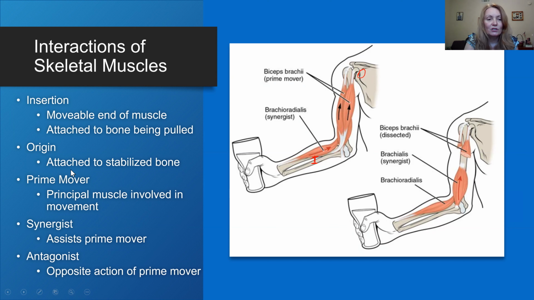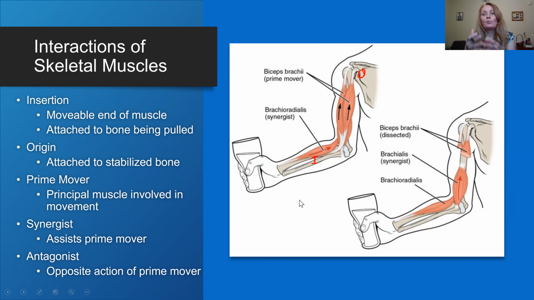So what is origin? Origin is attached to the stabilized bone. So the more stable bone will be the origin, like over here, the scapula is the origin for biceps brachii, and insertion is the movable end of the muscle. It's attached to the bone being pulled. So you always pull insertion towards origin. Now, hope that makes sense, right?